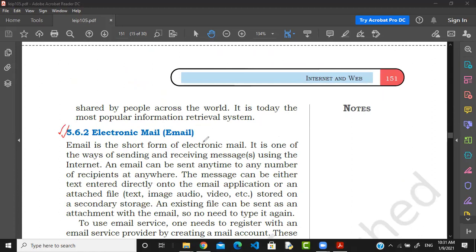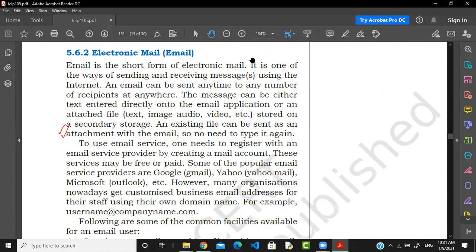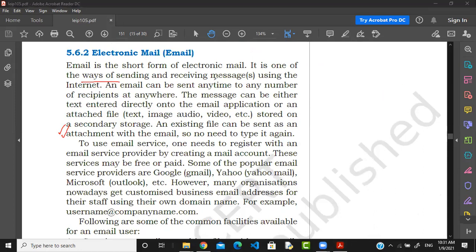Okay, so now what is the next service? This is electronic mail. What is electronic mail? We are all familiar with electronic mail. Email stands for electronic mail. This is the most common way of sending and receiving messages using the internet. Messages can be sent anytime to any number of recipients anywhere.